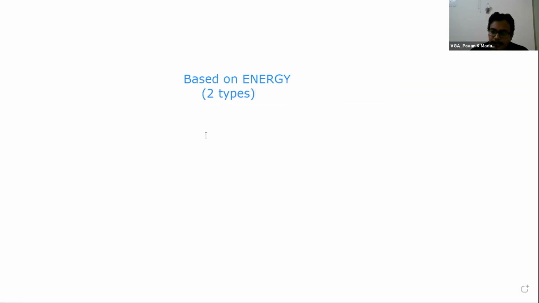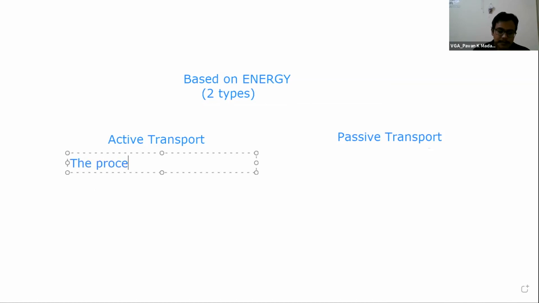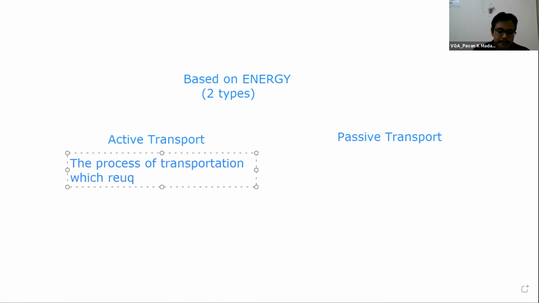So based on the energy, it is classified into two types. One is active transport and another one is passive transport. Okay, so what is active transport? The process of transportation which requires energy, the ATP, or energy. So that is called active transport.